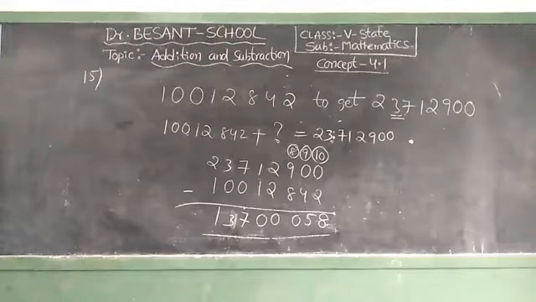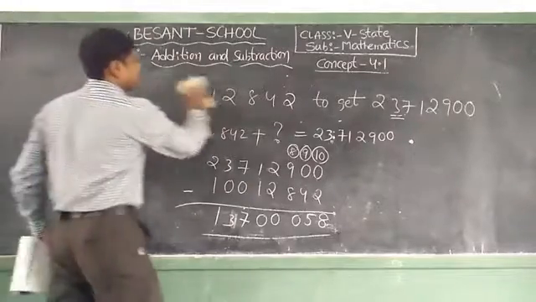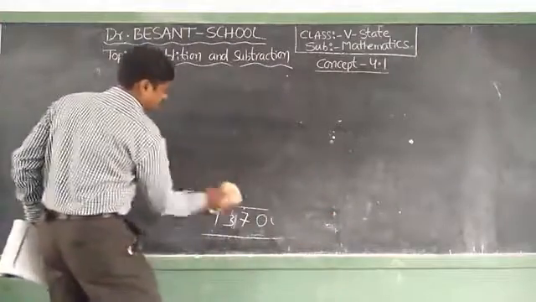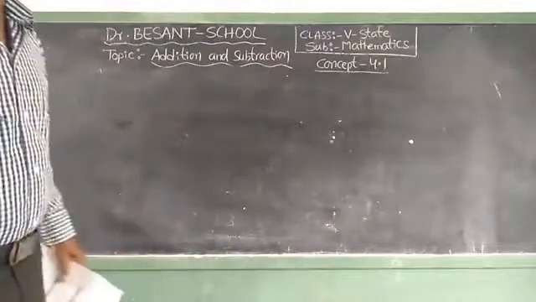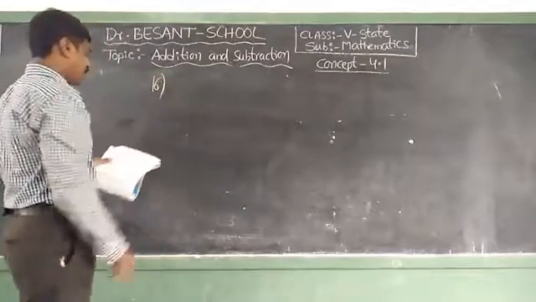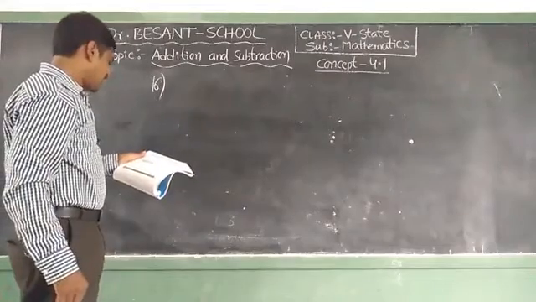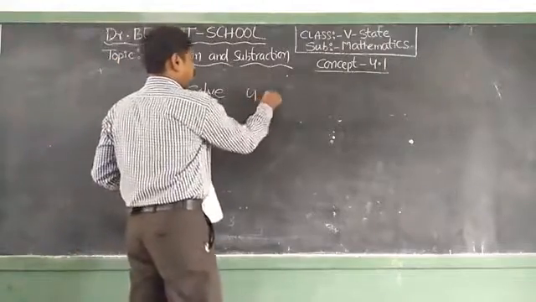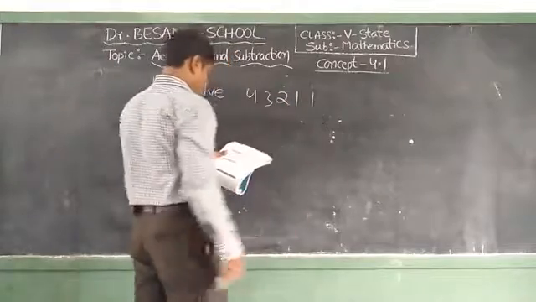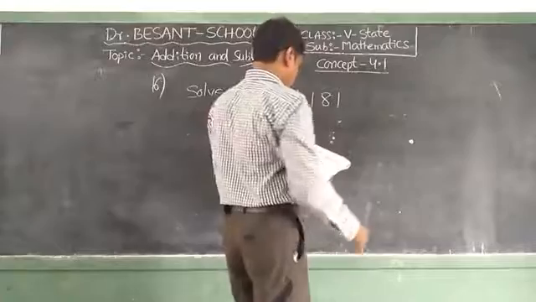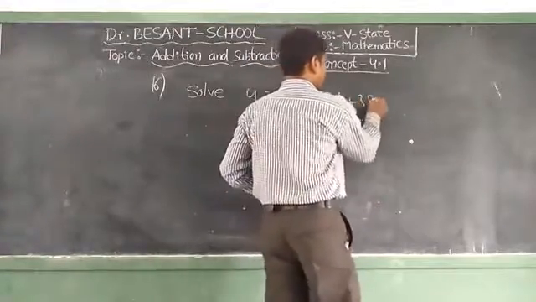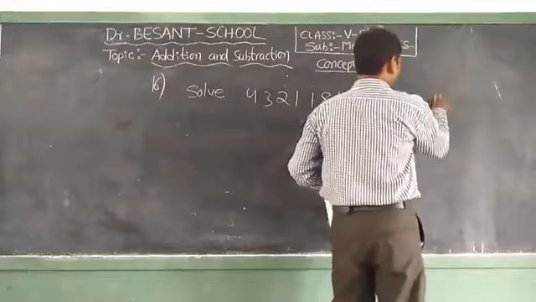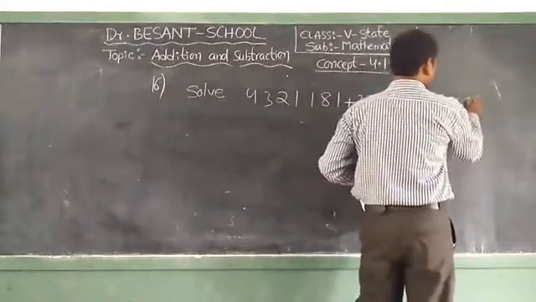Next, 16th one. The B question is there, you can do it. 16th one, solve: 4321181 plus 3848132 plus 1132008.